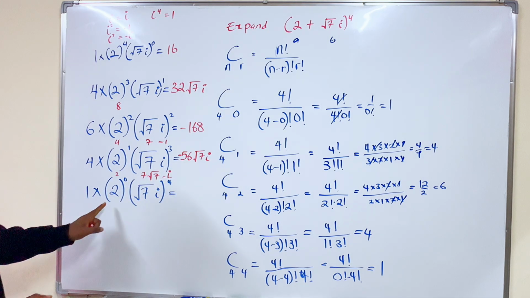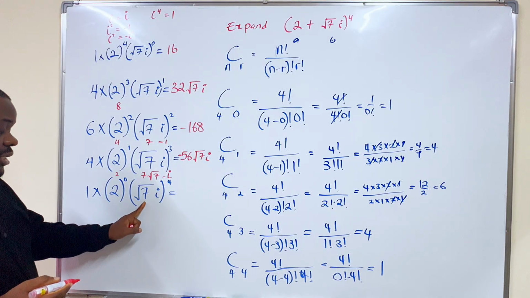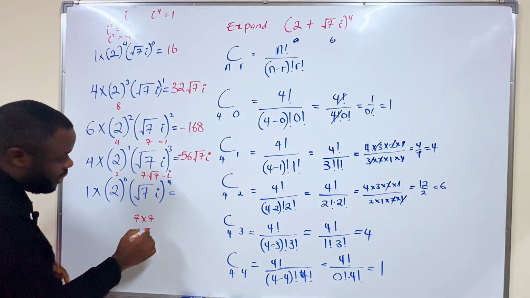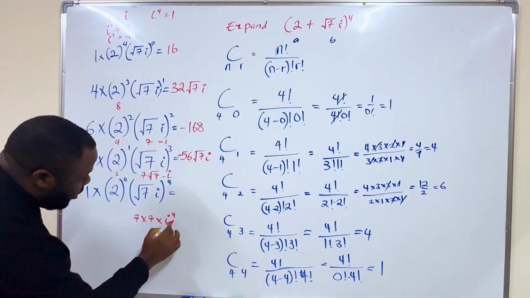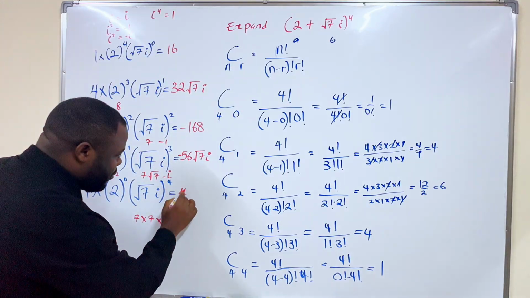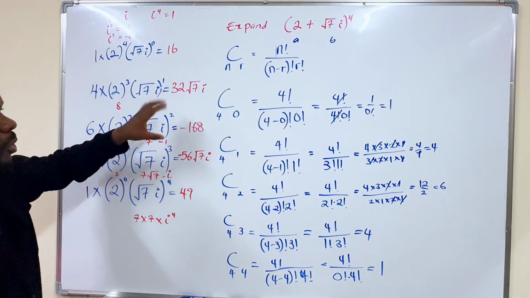So for this, we have 1 multiplied by 1 is 1, and this is going to give you 7 times 7 multiplied by i to the power 4. i to the power 4 here is 1. So 7 times 7 will give you 49. So what we now need to do is to combine all this together.